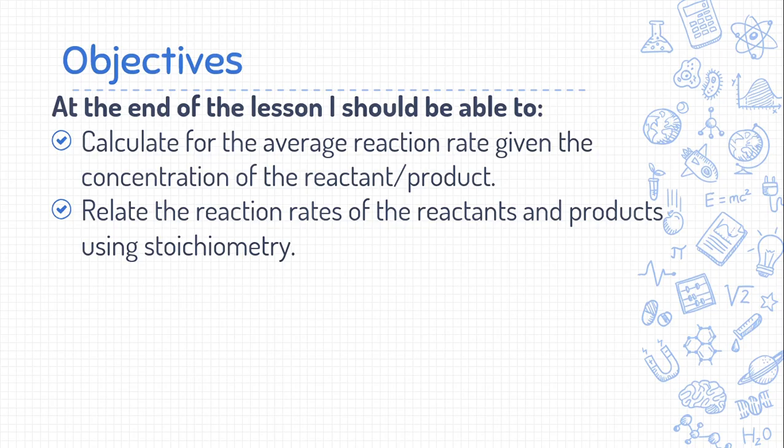Okay, so this is the continuation for our lesson in chemical kinetics. The objectives of today's video are to be able to calculate the average reaction rate when you're given the concentration of either the reactant or the product. Also, you should be able to relate the reaction rates of the reactants and products using stoichiometry.